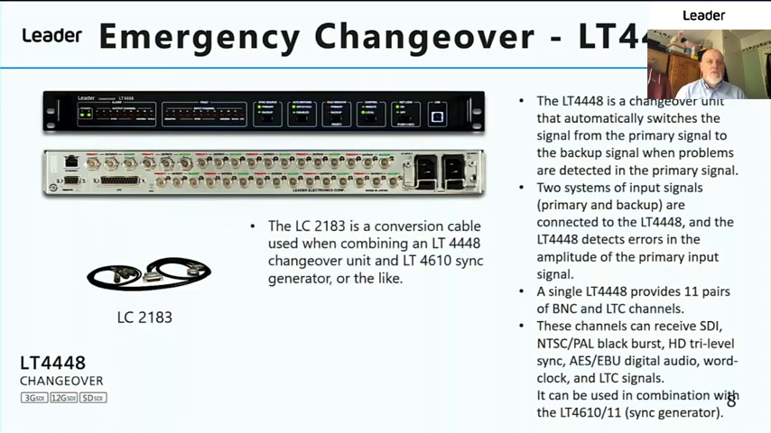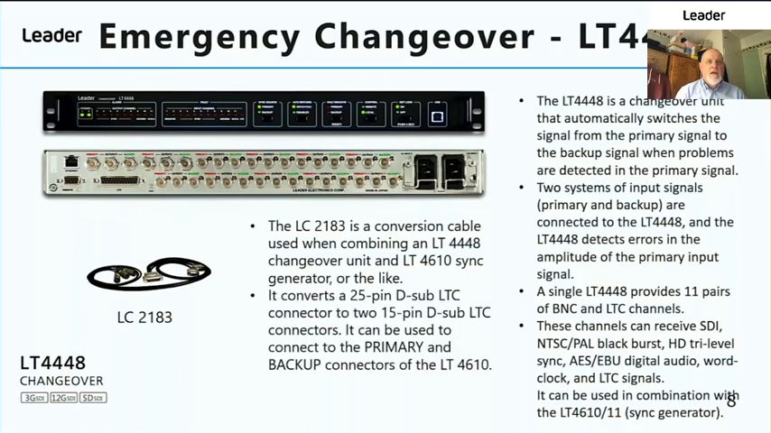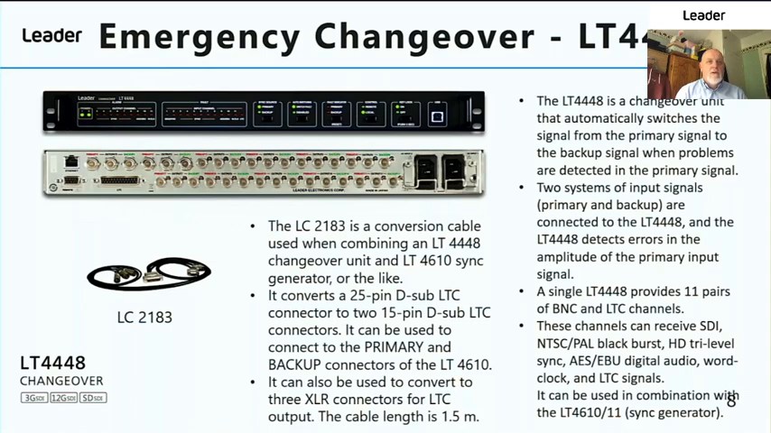To connect the two together, we have the LC2183 conversion cable. And this is a 25-pin D-sub LTC connector with two 15-pin D-sub LTC connectors. It can be used to connect the primary and backup to the LT4610. It can also be used to convert to 3 XLR connectors for LTC output. The cable length is 1.5 meters.